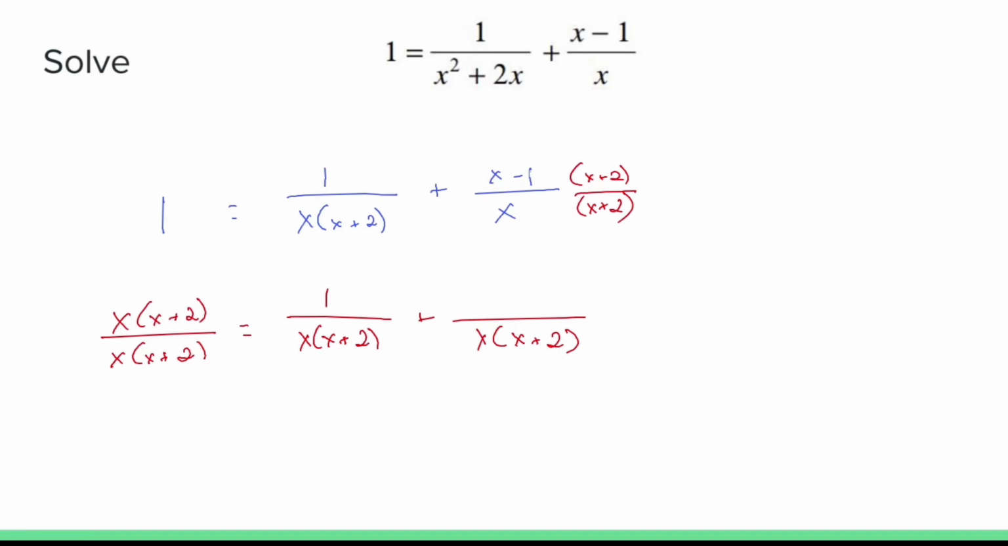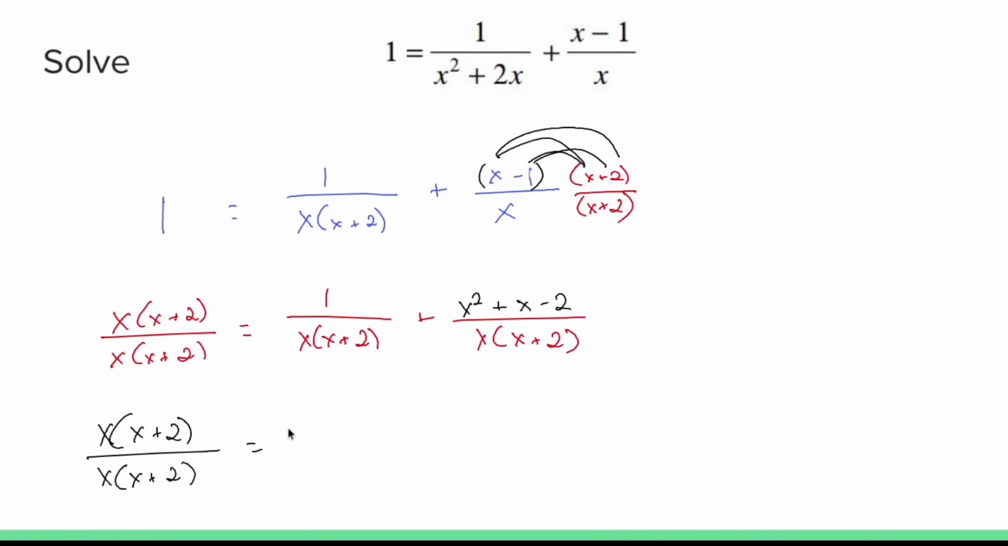All right? Now, this becomes a FOIL problem. Okay, x times x is x squared. Let's wave our hands a little bit. Plus 2x minus 1x is plus x. And then times negative 2. Now that we have 2 fractions of the same exact denominator on the left, I'm just rewriting the left. Now that I have 2 fractions with the same exact denominator, I can combine like terms, which really means the 1 and the negative 2 become negative 1.